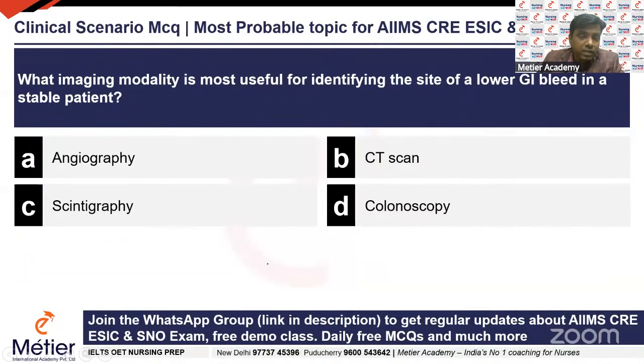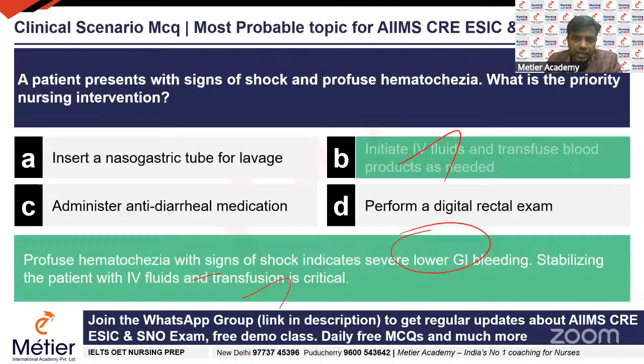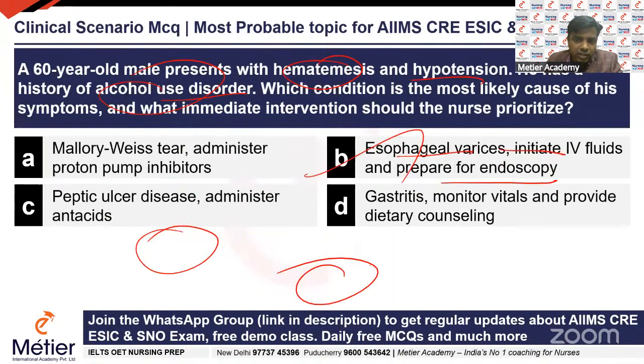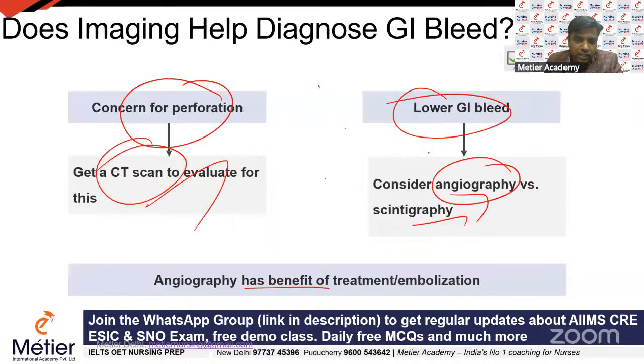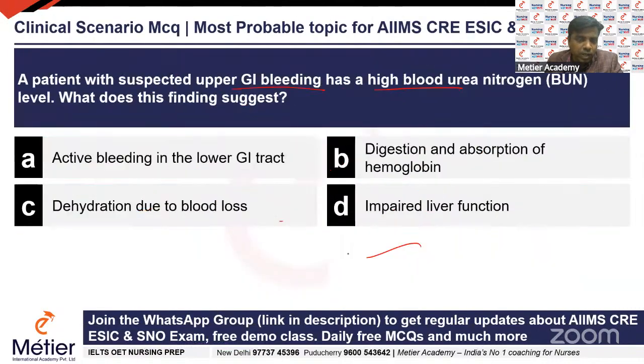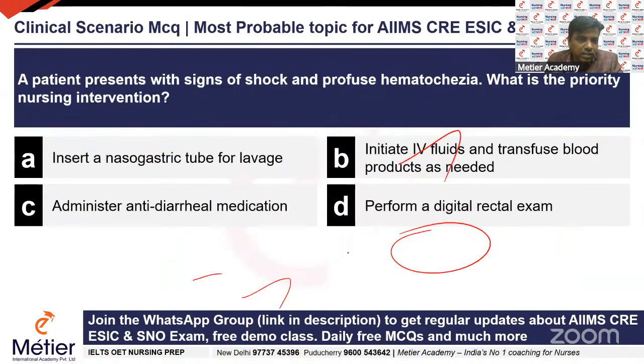What imaging modality is most likely for identifying the site of lower GI bleed? C and D option is there. Lower GI bleed priority, just now we studied from the slide. Some people are giving C, some people are giving A. So there is a key point which we have discussed here. Interventional angiography goes for the benefit of treatment of embolization. So based on that, if you check, the answer is yes.